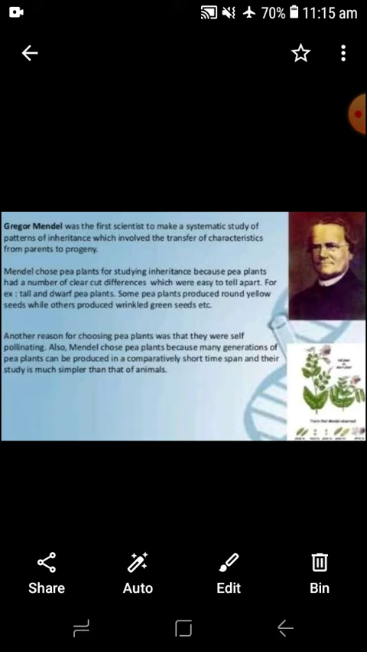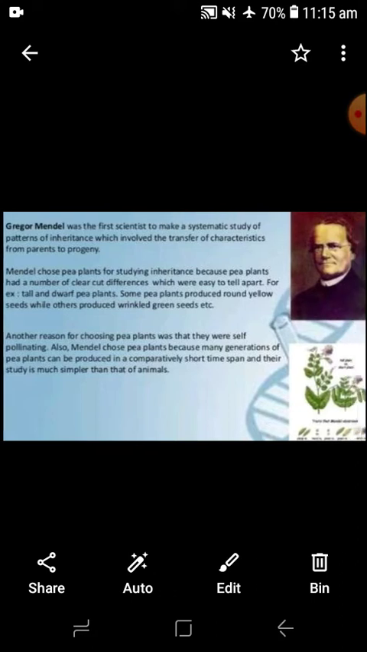Today we start the interesting topic, genetics. As we know, Gregor Mendel was the first scientist to make a systematic study of patterns of inheritance, which involved the transfer of characteristics from parents to progeny. And that's why Mendel is considered the father of genetics.